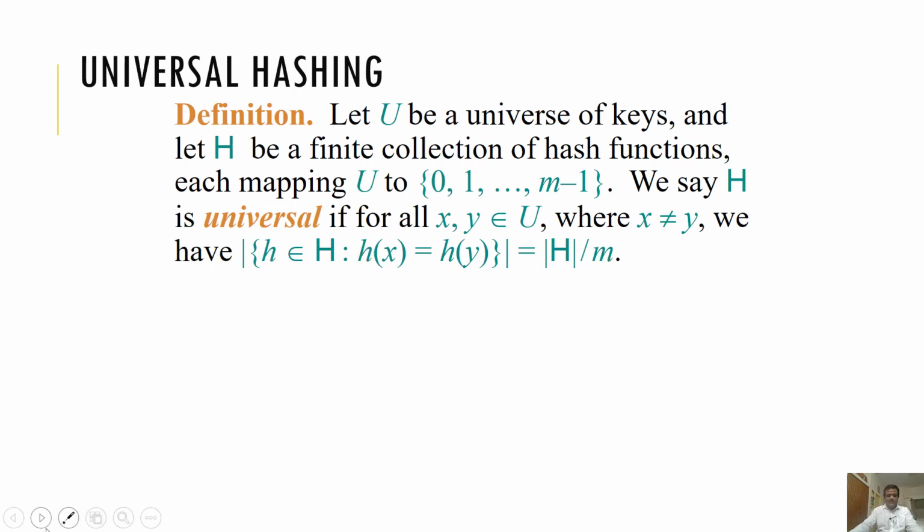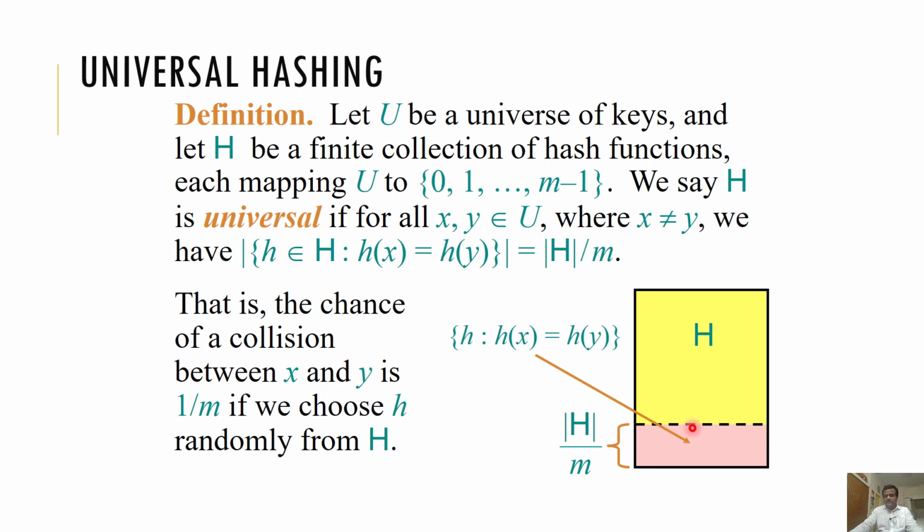If we choose a hash function from this portion, this is the whole collection, and this is the cardinality of the whole collection. If we choose a hash function from this portion, then for any two keys x and y they will collide. So in this portion, all the functions are bad functions, so they will give the collision.